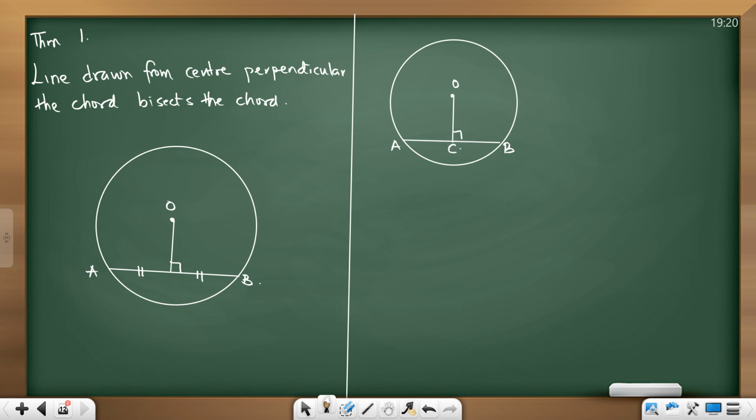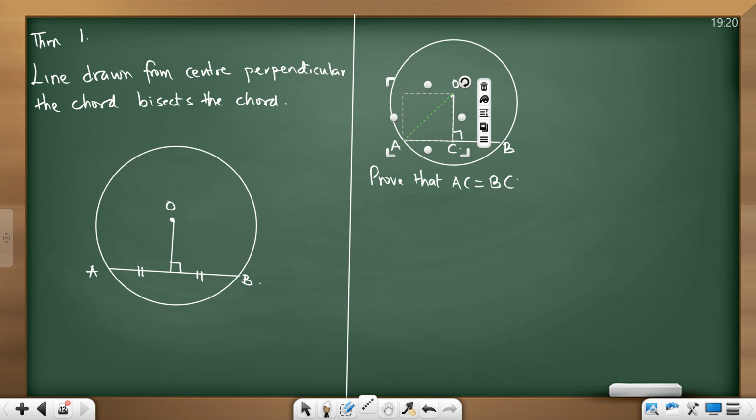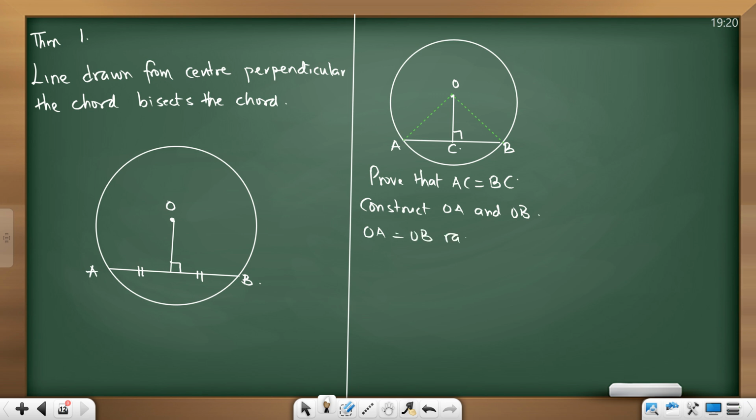That's what I have. What are we proving? Prove that AC equals CB. What are we constructing? Construct OA and OB. Remember, dotted lines to show construction. Now I'll say OA is equal to OB, radii.